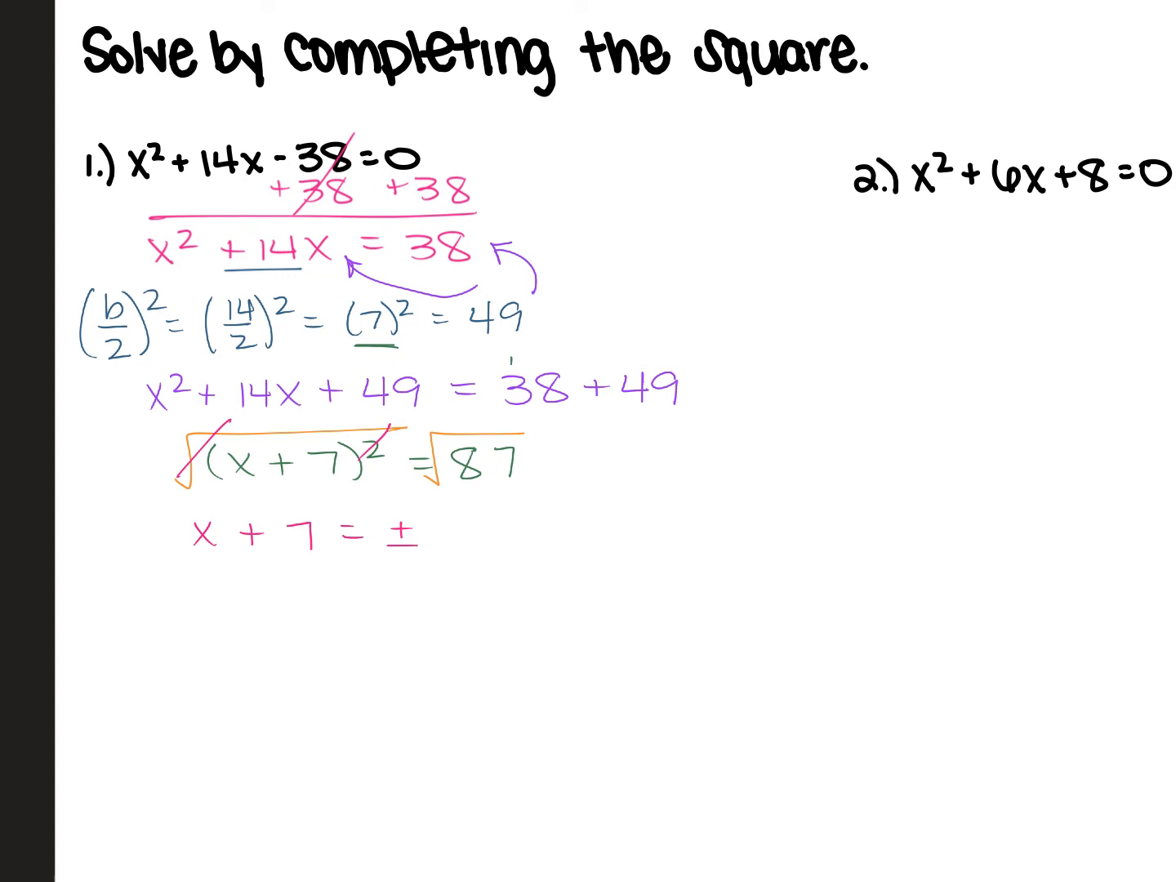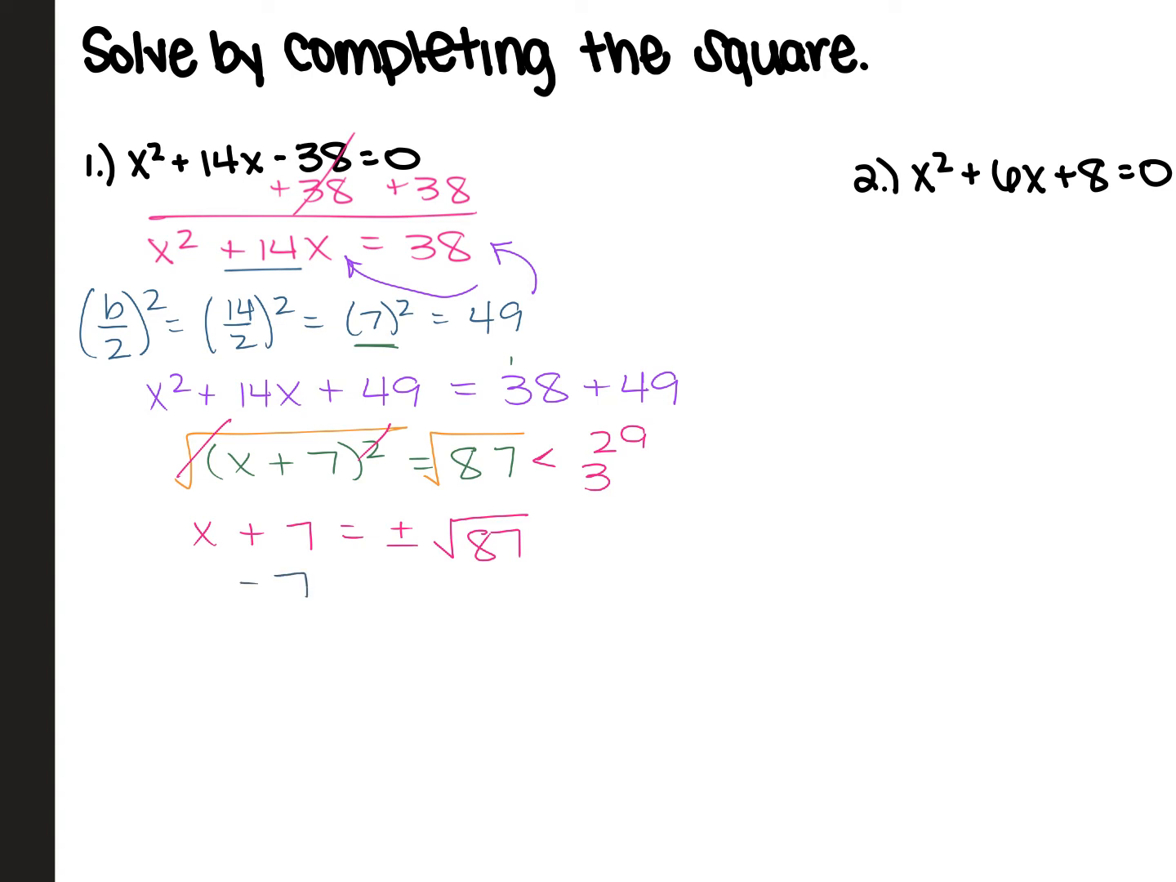Yes, it does. Hold on. So that 87 is 3 times 29. Still that doesn't simplify fully, so that's why we're keeping it the square root of 87. So again, that plus or minus is in front of that square root.